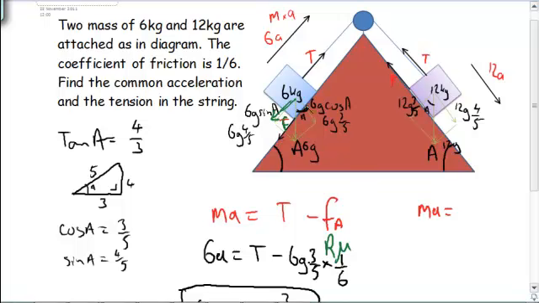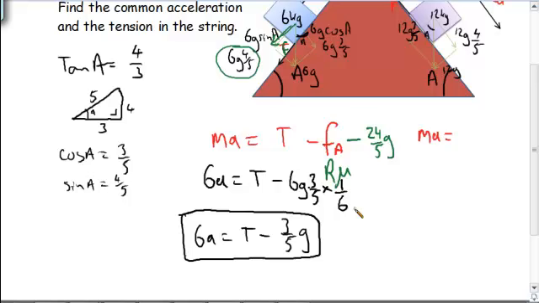So it's tension minus the force of friction, and it's also minus the Y component, the component acting down the incline here, which is 6G times 4 over 5. So it'll be 24 over 5G. And that should be included there. Minus 24 over 5G. And I can get rid of this one here. So minus 3 over 5G minus 24 over 5G will give us minus 27 over 5G.